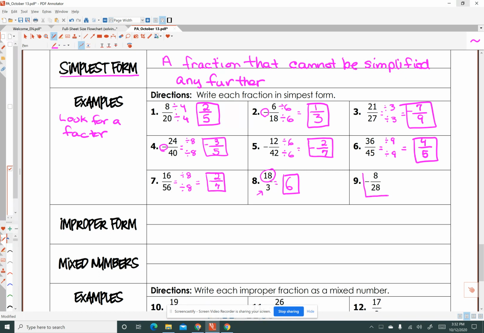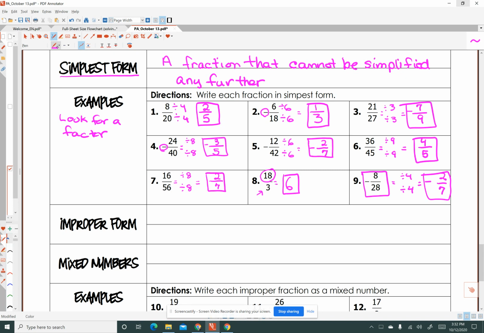And number 9, 8/28. We'll divide both the numerator and the denominator by 4. Remember, that's a negative 8/28. So that will be divided by 4, numerator and denominator divided by 4, which will give me a negative 2/7. And that's a final answer.